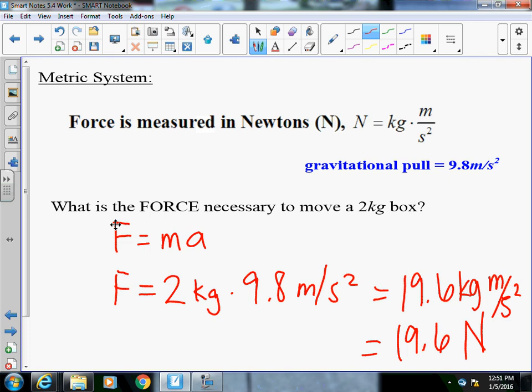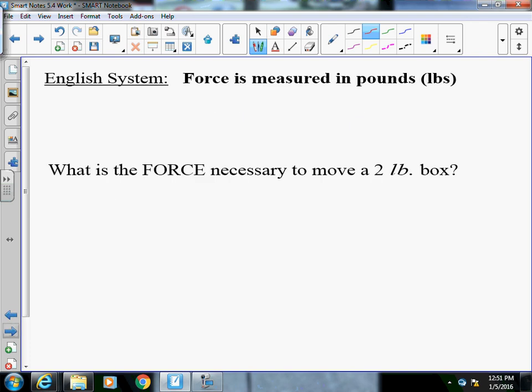In the English system, force is measured in pounds. So, what is the force necessary to move a 2-pound box? No, this is not a trick question, but it is easy and it may have tricked you. The force is 2 pounds.